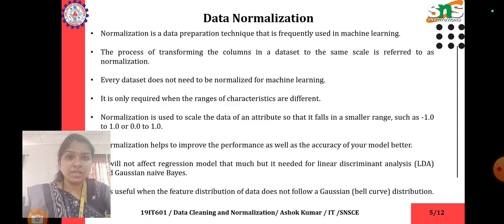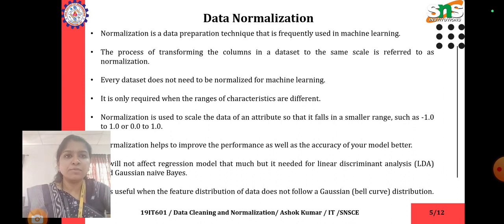So data normalization. Why do we need normalization? Normalization is basically a data preparation technique that is frequently used in machine learning. The process of transforming the columns in a data set to the same scale is referred to as normalization. Every data set does not need to be normalized for machine learning. It is only required when the ranges of characteristics are different. Normalization is used to scale the data of an attribute so that it falls in a smaller range, such as minus 1.0 to 1.0 or 0.0 to 1.0.